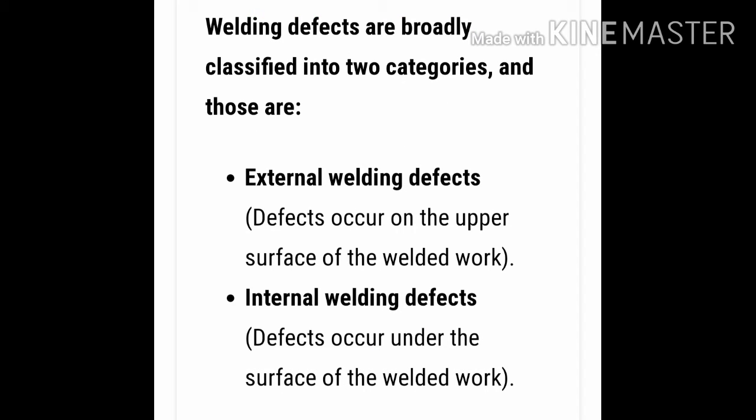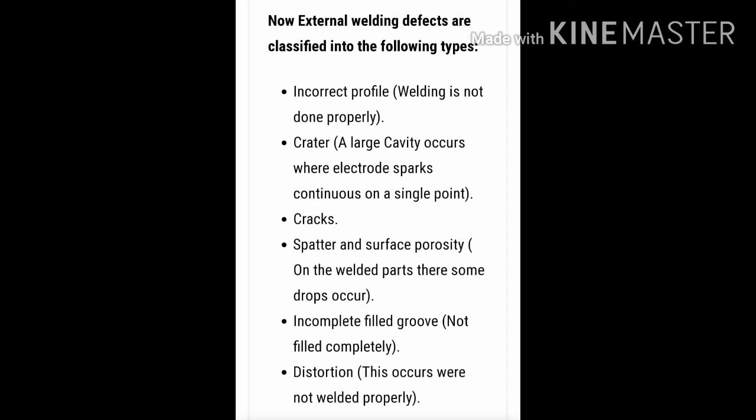Welding defects are broadly classified into two categories. Those are external welding defects: defects that occur on the upper surface of the welded work. And internal welding defects: defects that occur under the surface of the welded work. Now, external welding defects are classified into the following types.